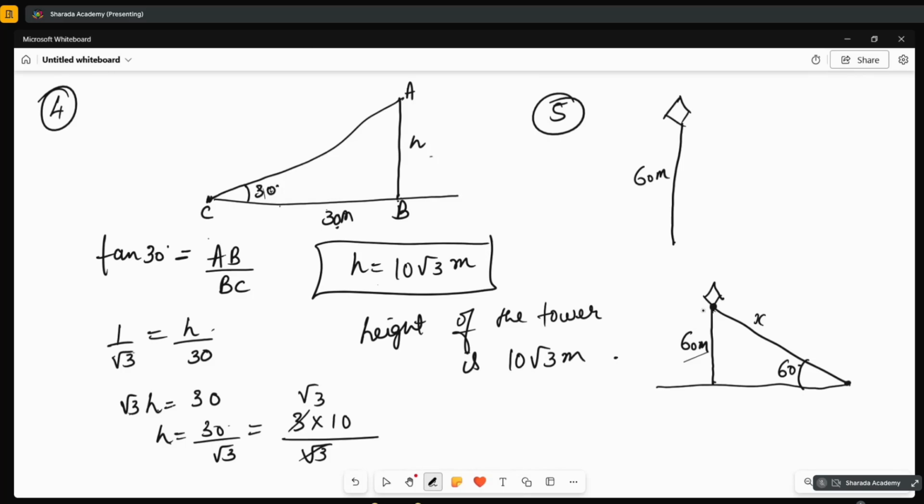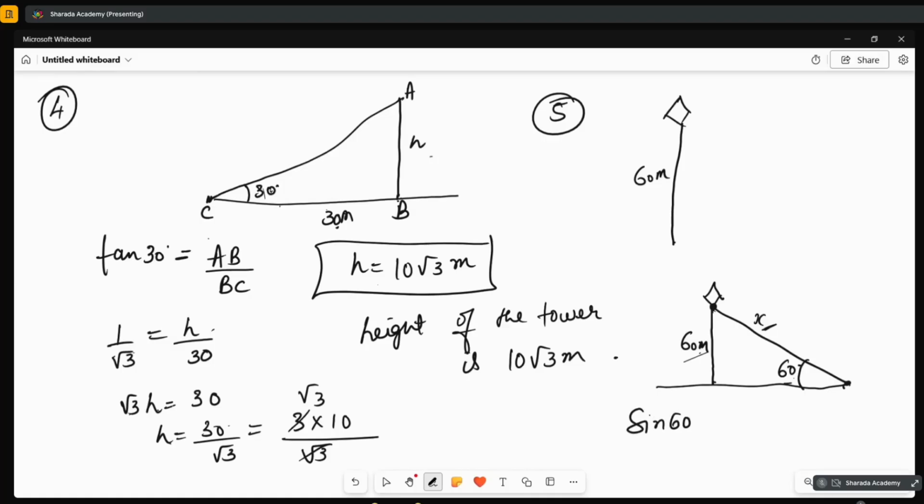Understood? The length of the string means this is the length of the string. Another way to understand is that he is asking to find the length of the string. So this inclination is there. If it were put like this, it would become 90 degrees instead of 60. So the height of the kite from the ground means you have to take this perpendicular height. That is 60. Now this is the opposite side, and you have to calculate the hypotenuse. So take sine 60 degrees.